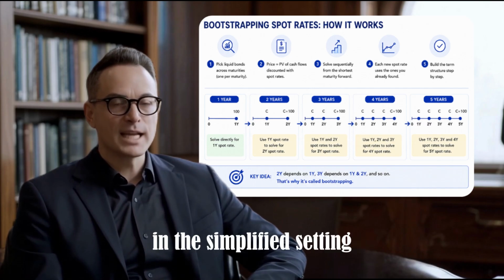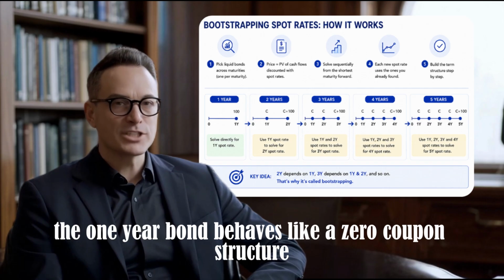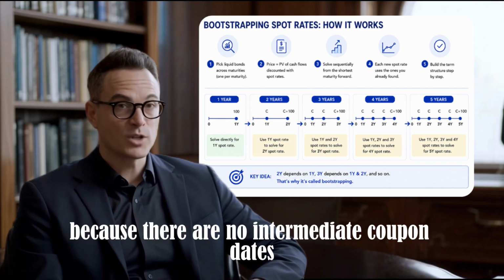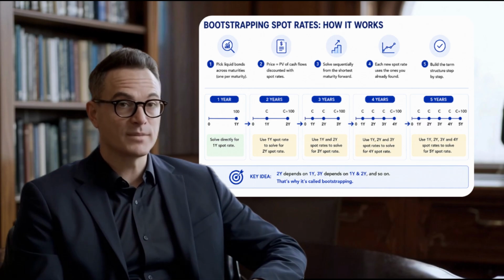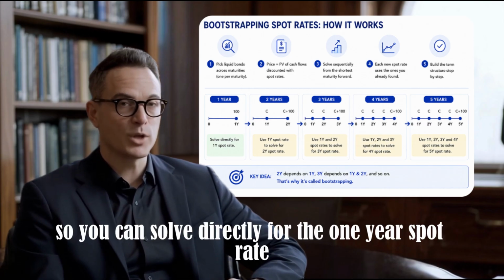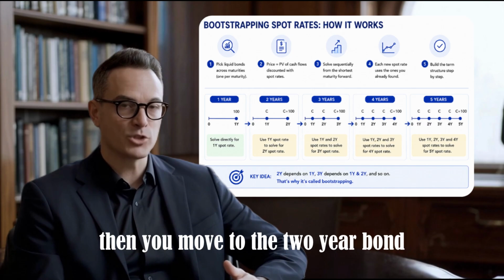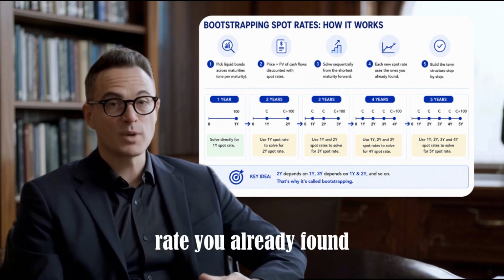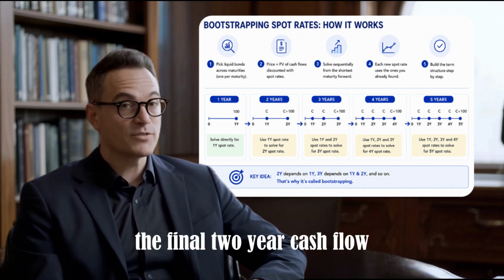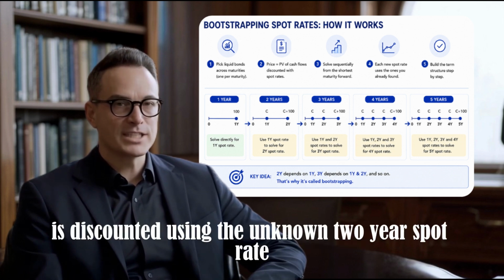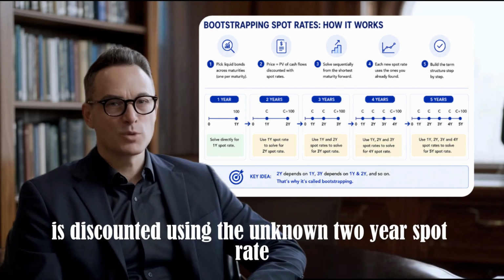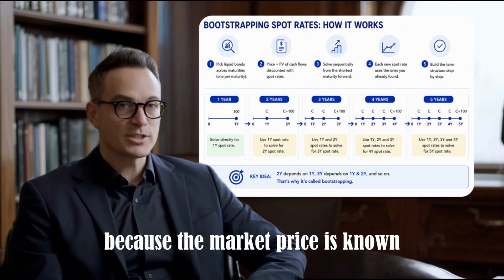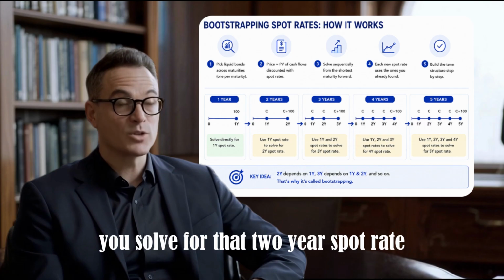In the simplified setting, the one-year bond behaves like a zero coupon structure because there are no intermediate coupon dates. So you can solve directly for the one-year spot rate. Then you move to the two-year bond. Its first coupon is discounted using the one-year spot rate you already found. The final two-year cash flow is discounted using the unknown two-year spot rate. Because the market price is known, you solve for that two-year spot rate.